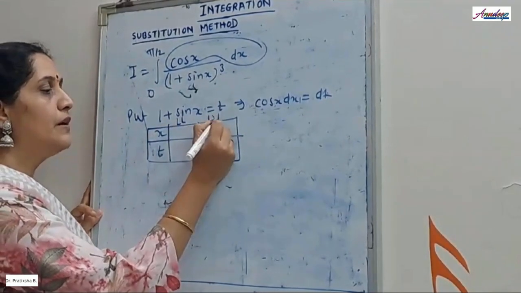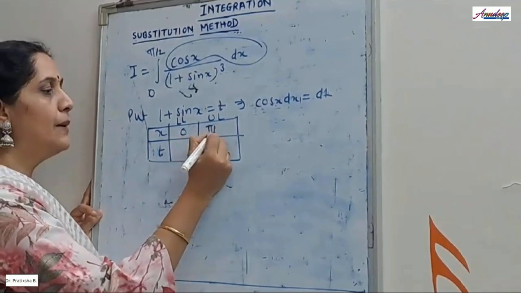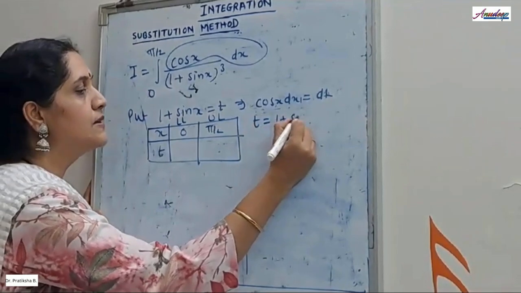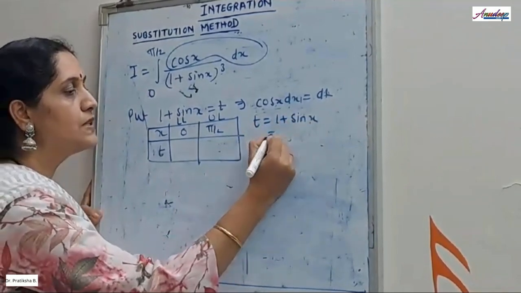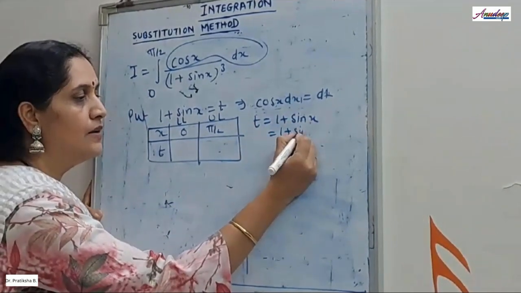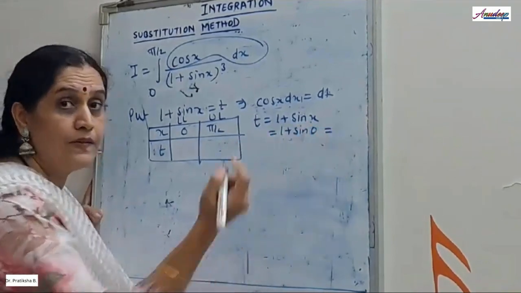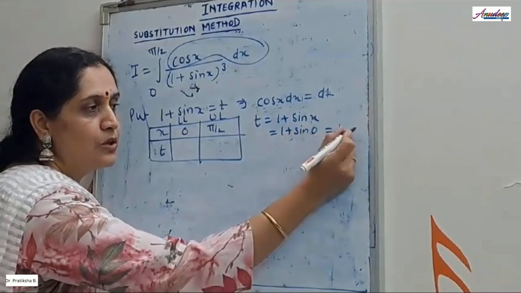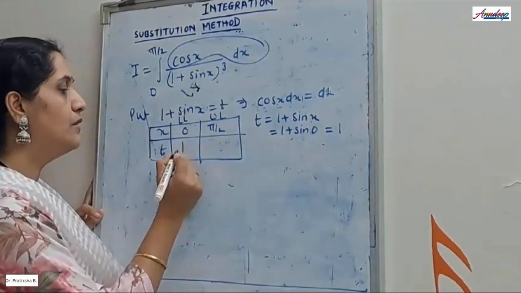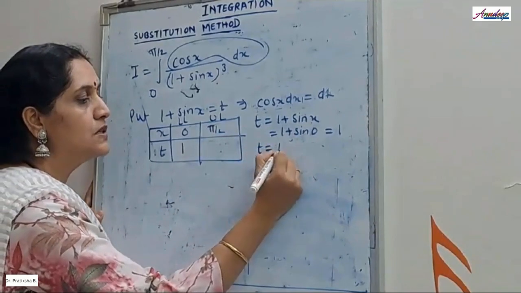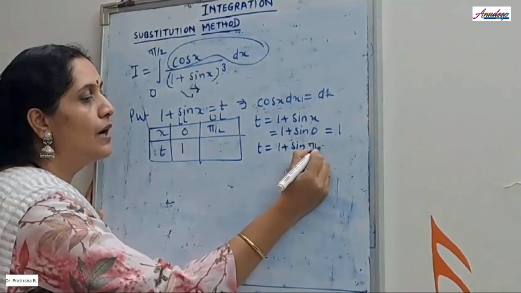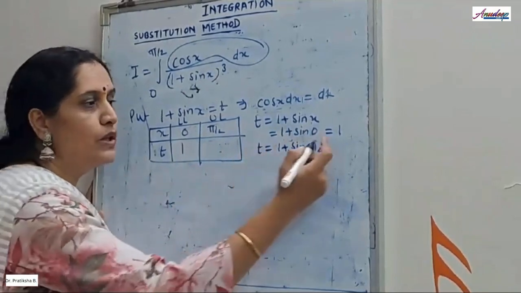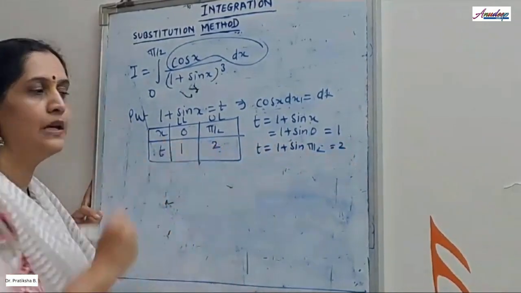So the lower limit and upper limit are 0 and pi by 2. And to get the new values, we know t is 1 plus sine x. So if I substitute the lower limit in here, sine 0. What is the value of sine 0? Sine 0 is 0. So 1 plus 0 is 1. So the lower limit is 1. And when I substitute, t is equal to 1 plus sine of pi by 2. That is the upper limit. What is sine pi by 2? It is 1. So 1 plus 1 giving you 2. So the upper limit becomes 2.